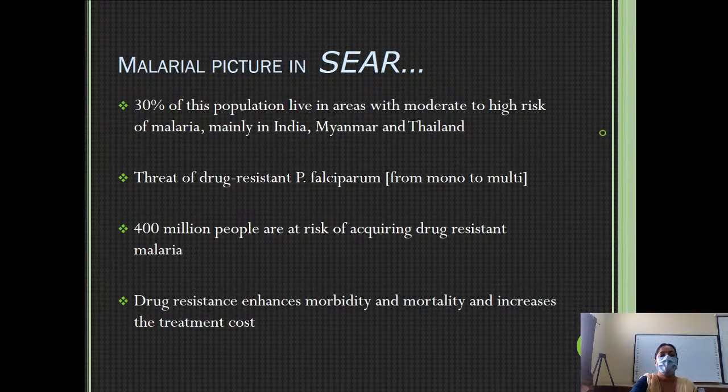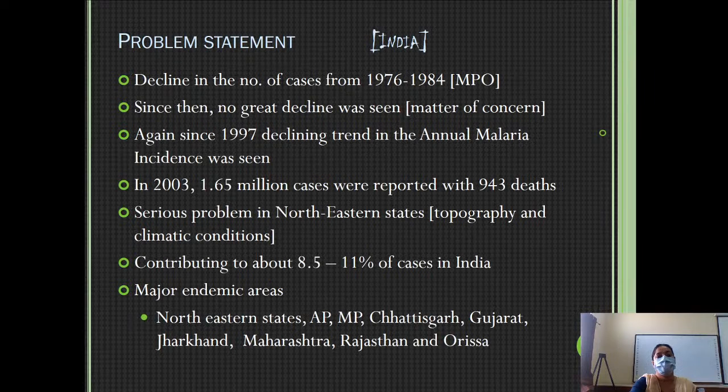You can remember that the high risk population resides in India, there is drug resistant falciparum malaria, and what are the hazards of drug resistance.